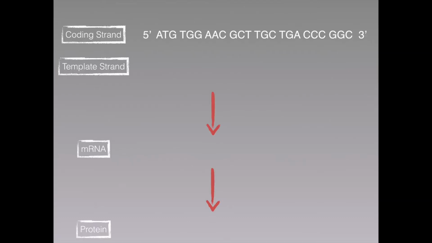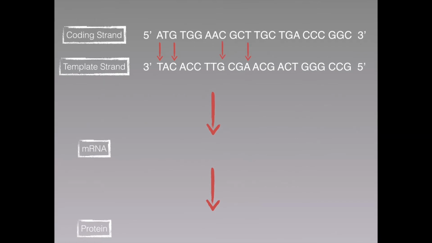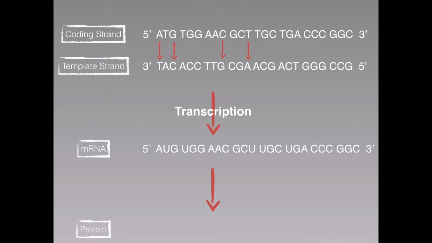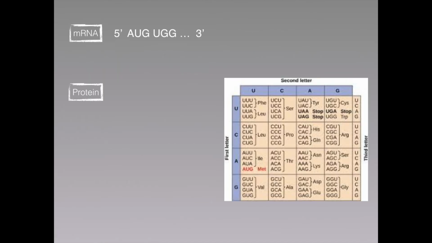Here we are given a coding strand of DNA, and we will use complementary base pairing to find the template strand. To do this, A will become T, G will become C, C will become G, and T will now be A. Transcription will occur to give us our mRNA sequence. Translation then happens to give us our proteins. Using the codon dictionary, we can figure out what codons code for what amino acid.